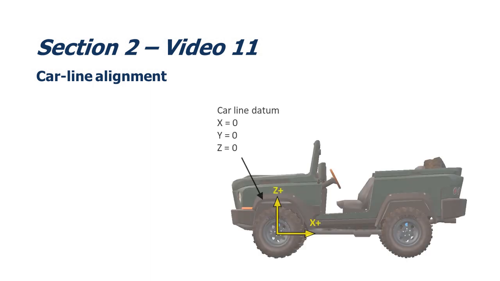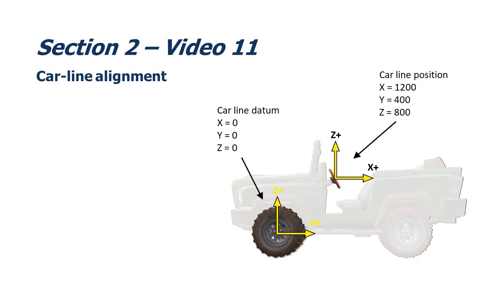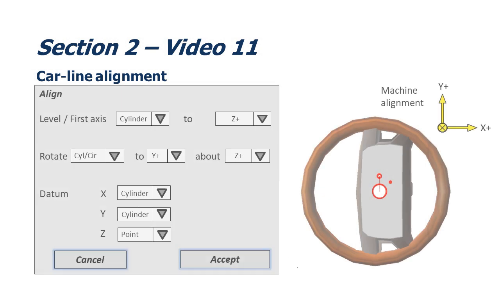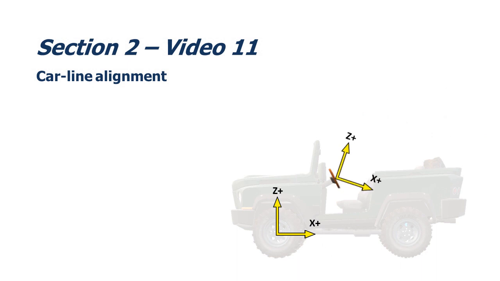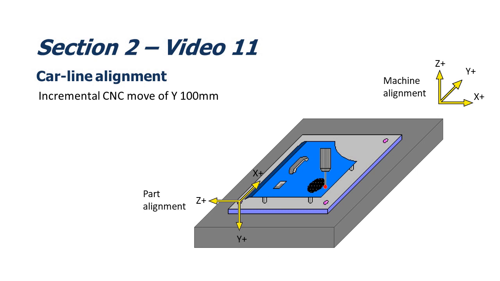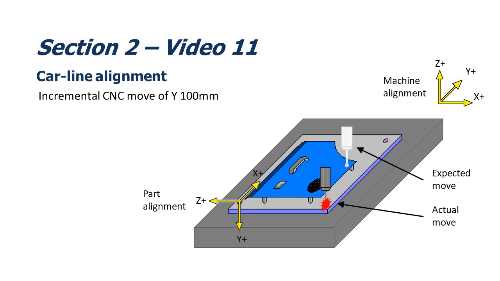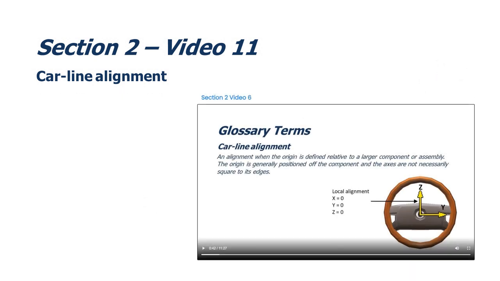Hi, welcome to video 11, the 6th video in section 2, which is called car line alignment. First in this video we'll describe what a car alignment is, then we'll look at where and why it may be used. We'll also look at how a local alignment is created on the component, and then how the alignment is modified to create a car line alignment. Finally, we'll discuss why working with a car line alignment can complicate inspection and programming and why additional care is required. The glossary term for car line alignment is included in video 6. Other than that, there aren't any new terms, so let's get started.